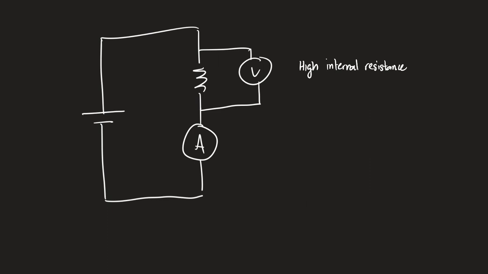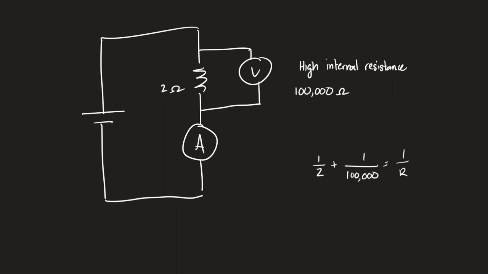Just a reminder, let's say that it has an internal resistance of 100,000 ohms. It's probably way higher than that. And let's say this is a 2 ohm resistor. What's the equivalent resistance of this system? Well, it's 1 over 2 plus 1 over 100,000 equals 1 over R.